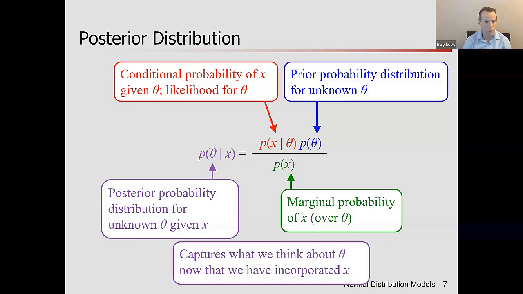Again, look at the notation. P and then theta vertical line x, or theta pipe x, here indicates we're looking at the distribution of theta conditional on, after having observed, the data x. This posterior distribution is our answer, loosely speaking, as a Bayesian. It captures what we think about the unknown parameter now that we have incorporated the observed data x. I've color-coded things related to the posterior in purple. I will try to continue to use purple to refer to things having to do with the posterior distribution.